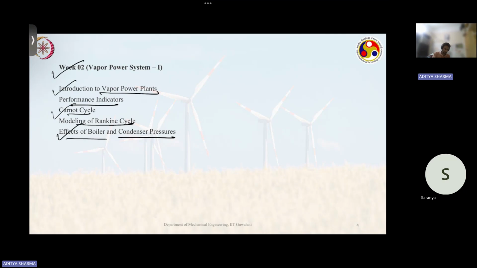Then effects of boiler and condenser pressures. I won't draw the diagram for this, but if you increase the boiler pressure, in that case your efficiency increases. And if you decrease your condenser pressure, the pressure at which you are condensing the steam that is coming out from your turbine after expansion, in that case again your efficiency increases, right? So pressure should increase in the boiler and decrease in the condenser if you want to improve the efficiency of your Rankine cycle.